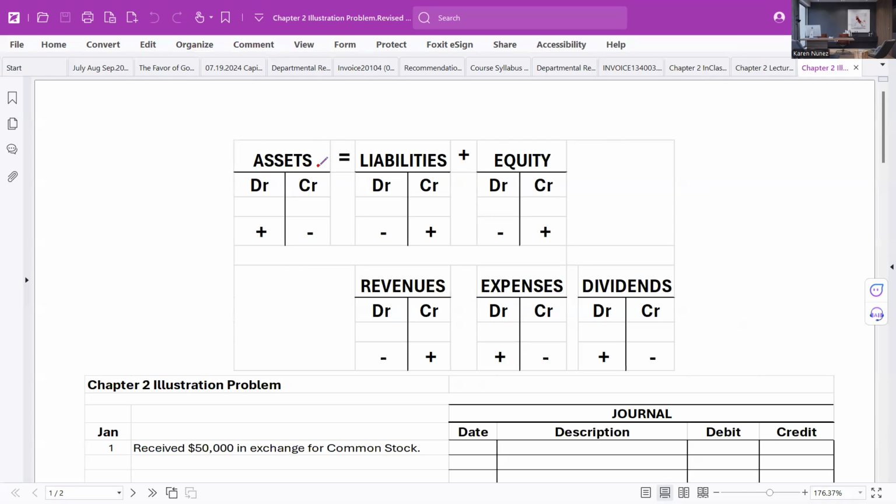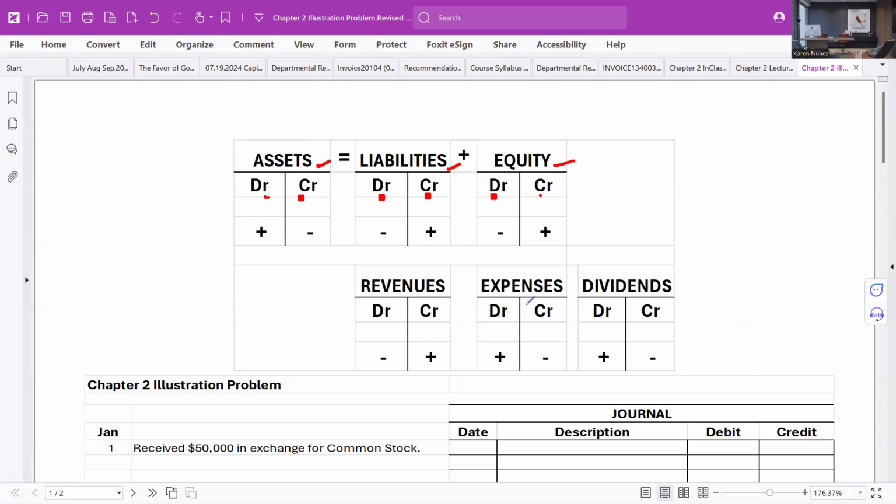The assets always have to equal the liabilities plus the equity. Debits on the left, credits on the right. It doesn't matter what kind of an account it is: assets, liabilities, equity, revenues, expenses, dividends. Debits on the left, credits on the right. But a debit increases an asset, a credit decreases an asset, just the opposite for liabilities. A debit decreases a liability, a credit increases a liability. Equity, same thing. A debit decreases an equity, a credit increases an equity.